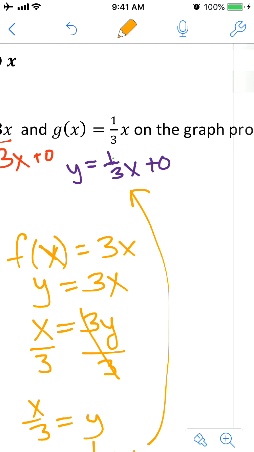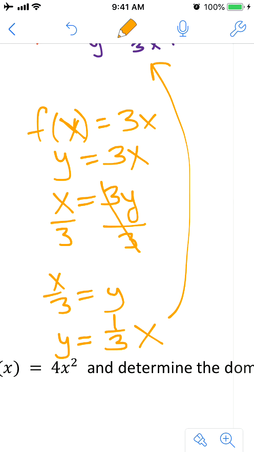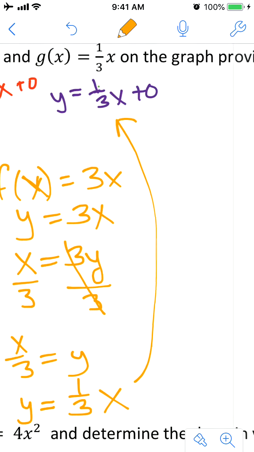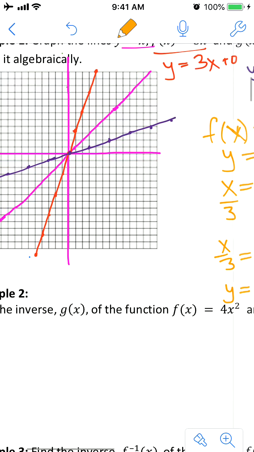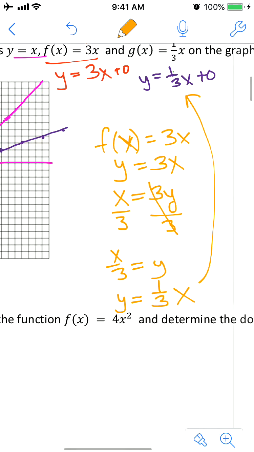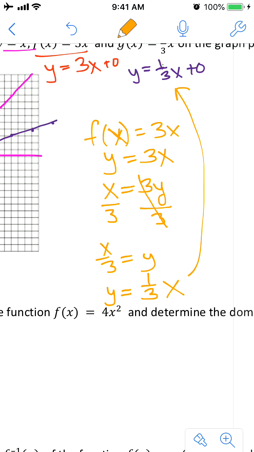That was, in fact, g of x. Okay, so the inverse of f of x is going to be y equals 1/3 x, and that was the function g of x. So we've now proven it algebraically that these two are really inverses of each other. We didn't have to go point by point and prove that every single point went over the line. All we had to do was switch x and y and solve for y. So it's not that hard. That's the big idea here.